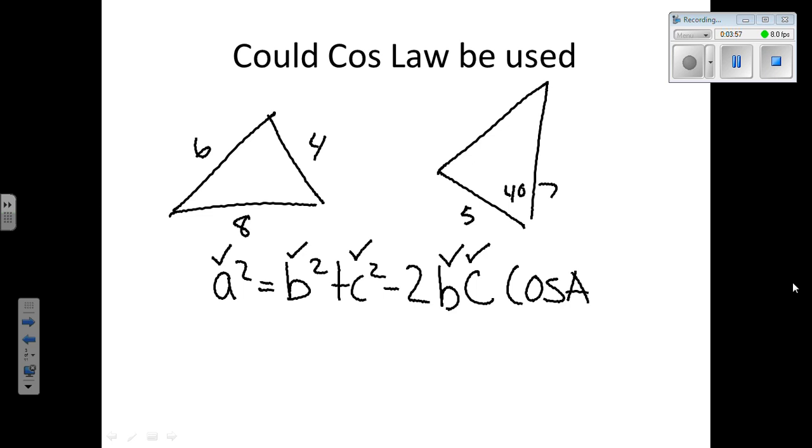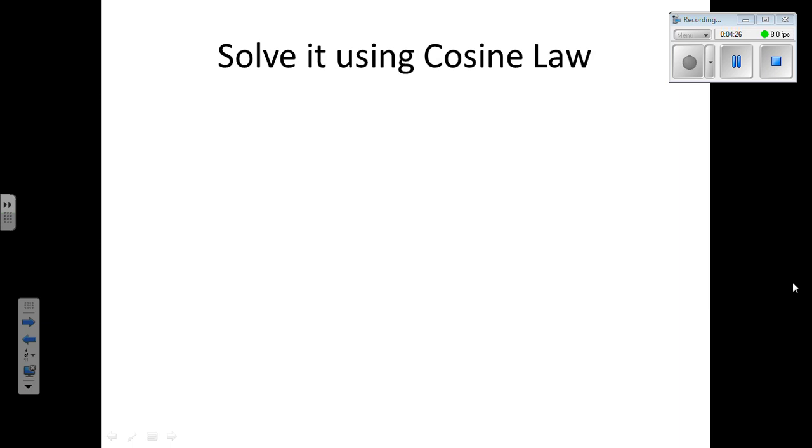Let's see about the second triangle. For the second triangle, we don't know what a is, but we know what b, c, and cos A are. Therefore, we can use cosine law to also solve for the second triangle. Alright, so let's use it and solve for it.